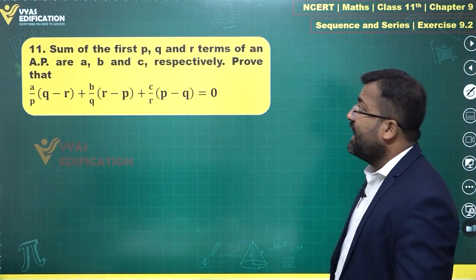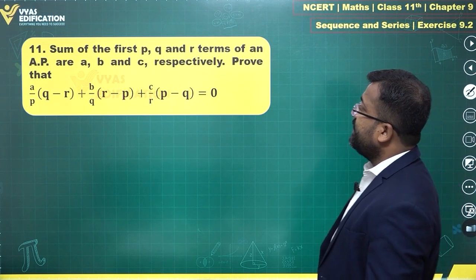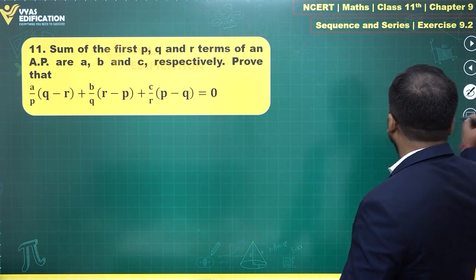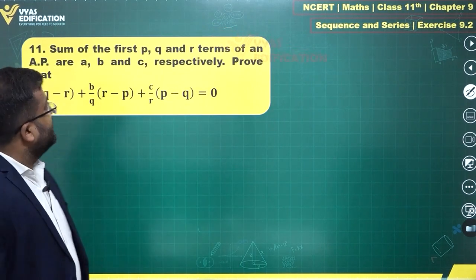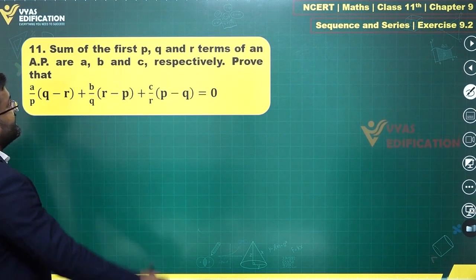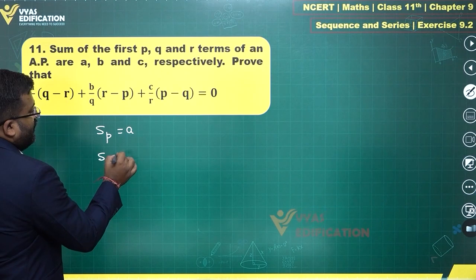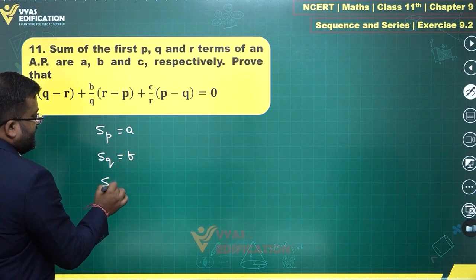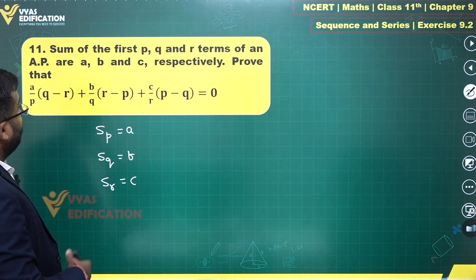In the 11th question, we have: the sum of the first P, Q and R terms of an AP are A, B, C respectively. Prove that... We are supposed to prove some complicated expression over here. The sum of the first P terms, Q terms, R terms of an AP are this. So, SP is equal to A, SQ is equal to B, SR is equal to C. This is given, right? And we are supposed to prove something.